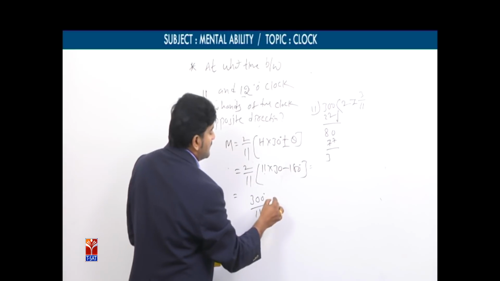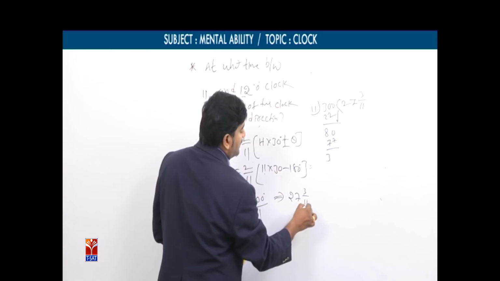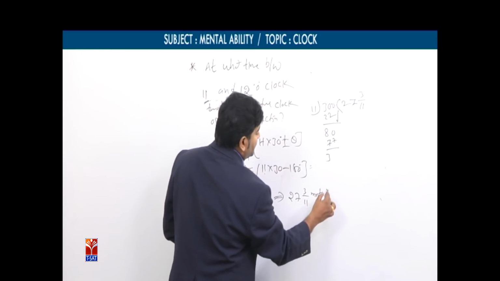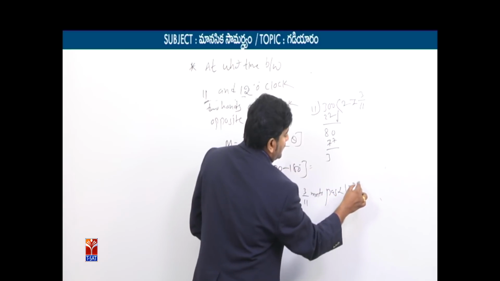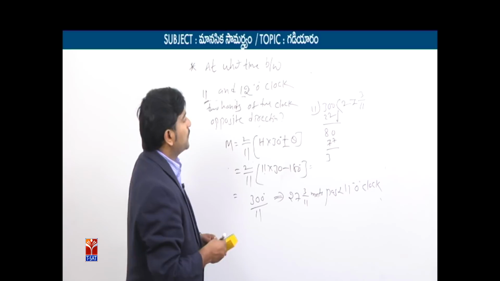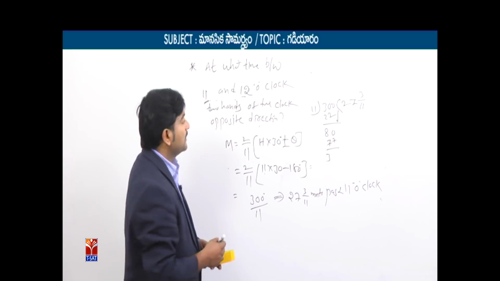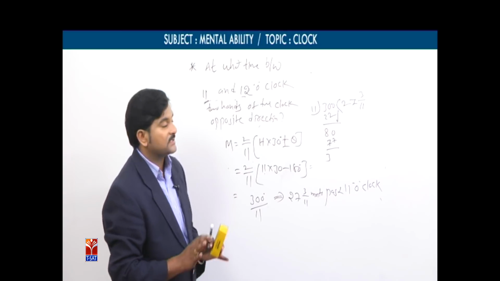So what could be our final conclusion? 27, 3 by 11 minutes past. What could be our starting hour? 11 o'clock. So exactly at this point of time, the angle between the two hands is 180, or the two hands are in opposite directions. So you need to focus on this part.